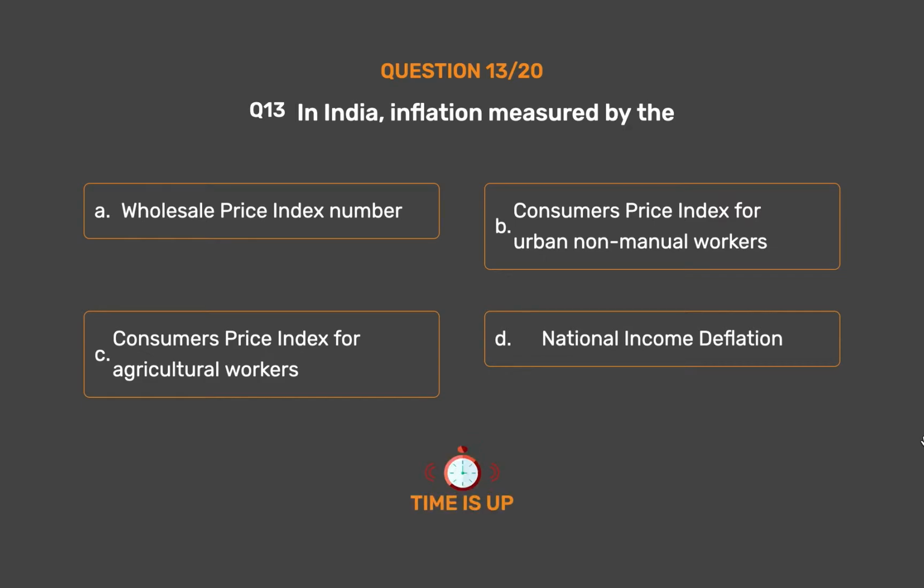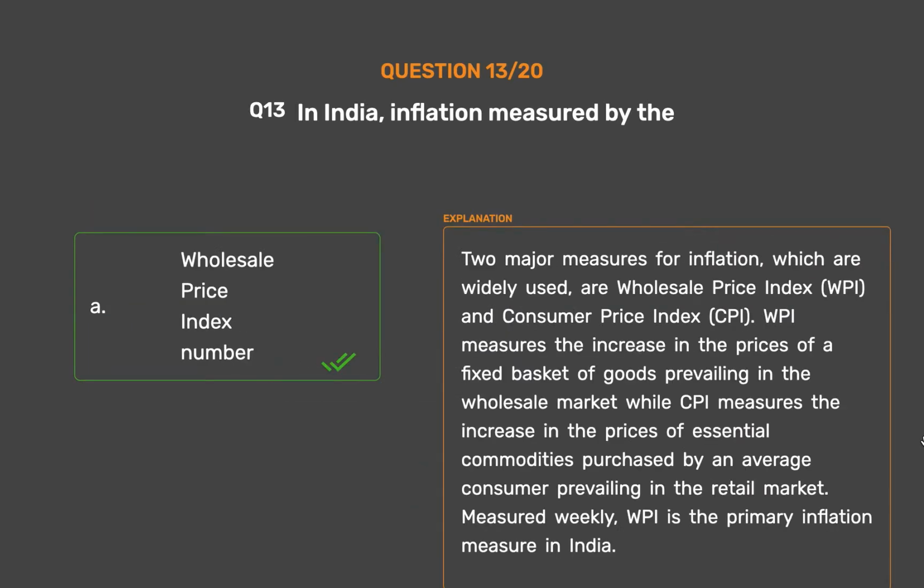The correct answer is Option A, Wholesale Price Index number. Two major measures for inflation, which are widely used, are Wholesale Price Index, WPI, and Consumer Price Index, CPI. WPI measures the increase in the prices of a fixed basket of goods prevailing in the wholesale market, while CPI measures the increase in the prices of essential commodities purchased by an average consumer prevailing in the retail market. Measured weekly, WPI is the primary inflation measure in India.